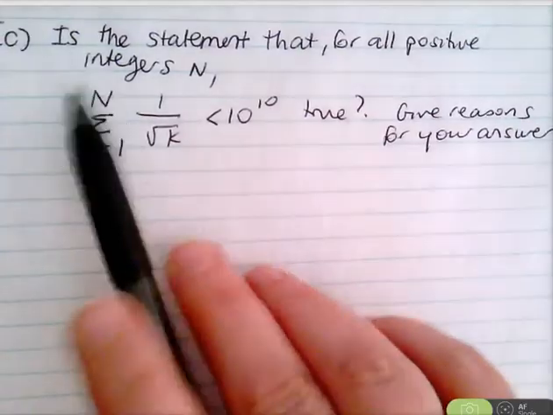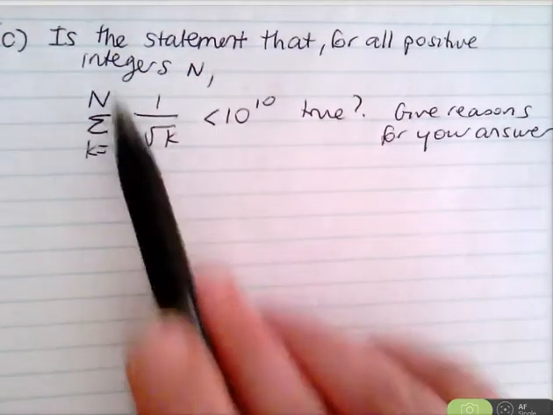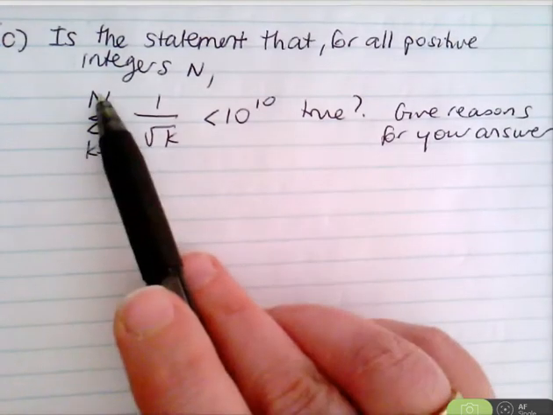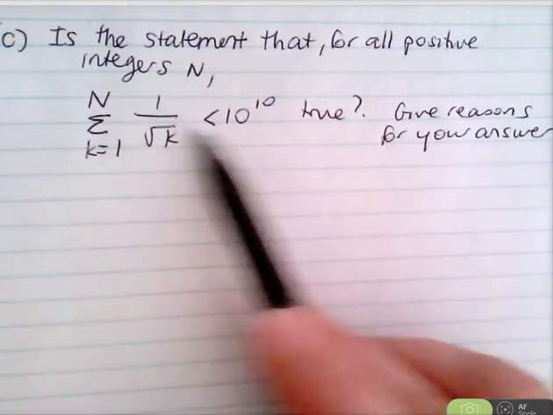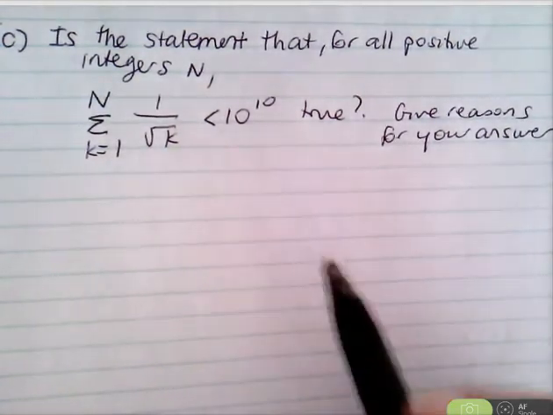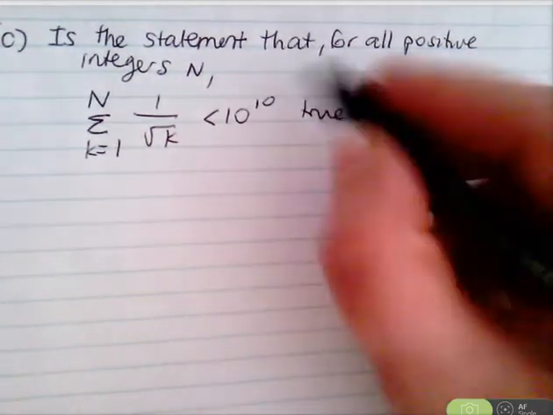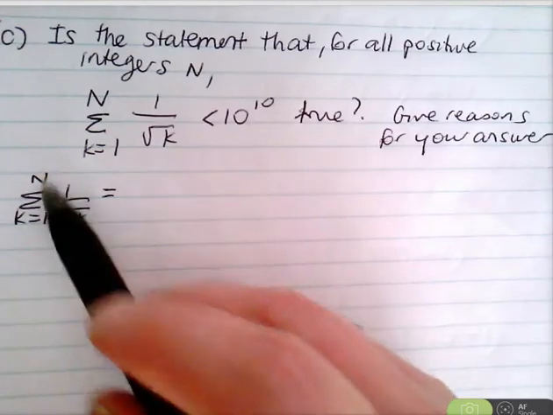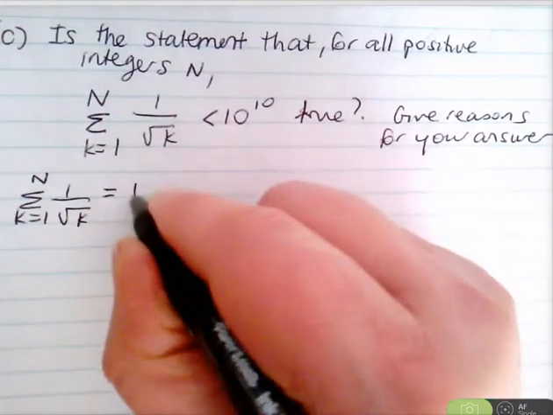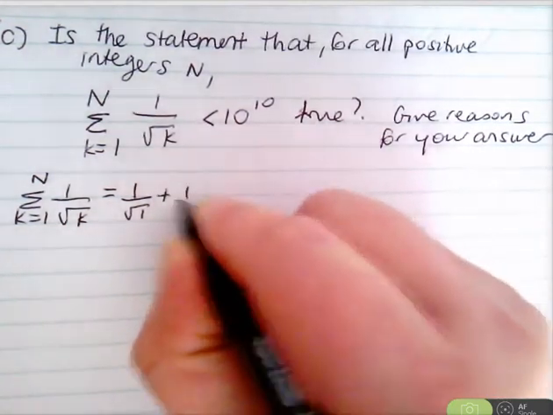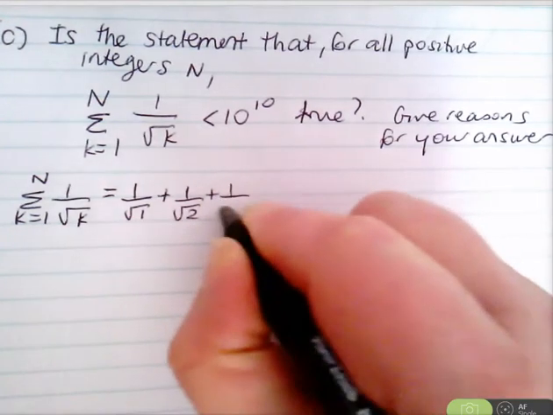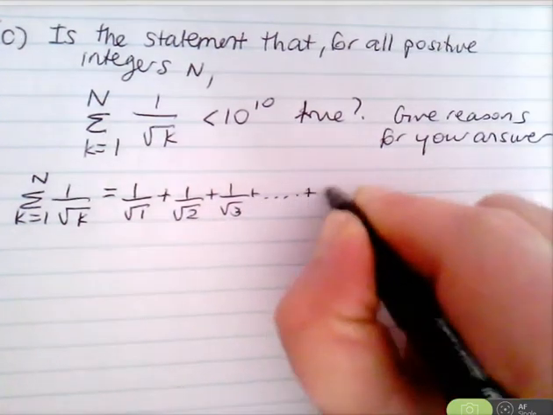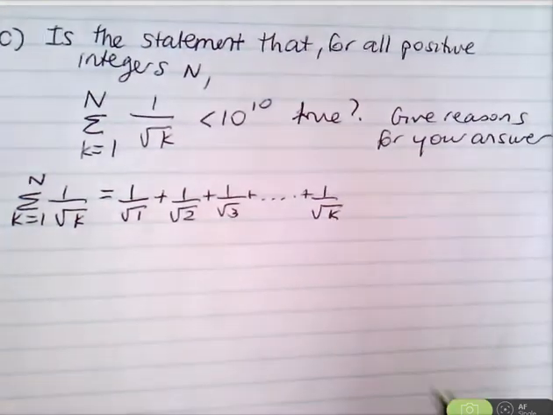Question part C is the statement that for all positive integers n, the sum from k equals 1 through to capital N of 1 over the square root of k is less than 10 to the power of 10 true? Give reasons for your answer. The sum from k equals 1 to n of 1 over the square root of k is 1 over the square root of 1 plus 1 over the square root of 2 plus 1 over the square root of 3 plus all the way up to 1 over the square root of k.